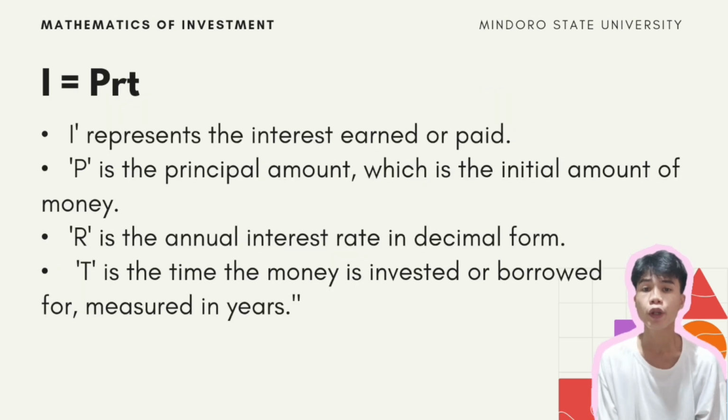So here are some word problem examples of finding the interest, principal, and time. And to find these components, we can use the formula I is equal to PRT, where I represents the interest earned or paid. P is the principal amount, which is the initial amount of money. R is the annual interest rate in decimal form. And T is the time the money is invested or borrowed for, measured in years.